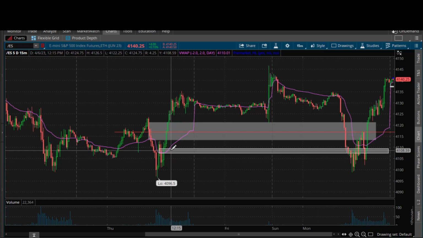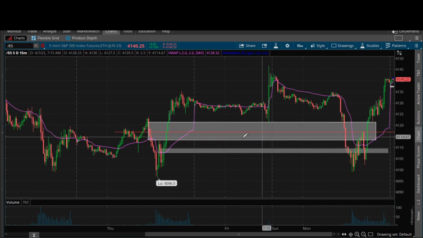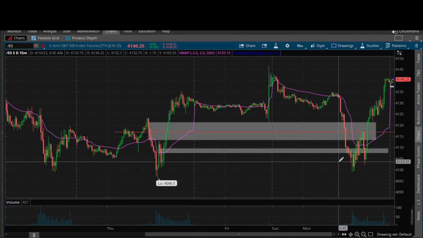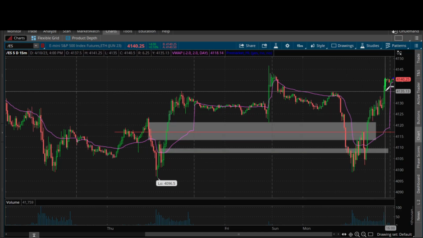That was that 15-minute imbalance in inefficiency in price. So boom, we rebalance that, boom, we rebalance that, boom. Okay, and then we turned and we found support. So I mean, the analysis played out perfect. I mean, that's exactly what I thought it would do.